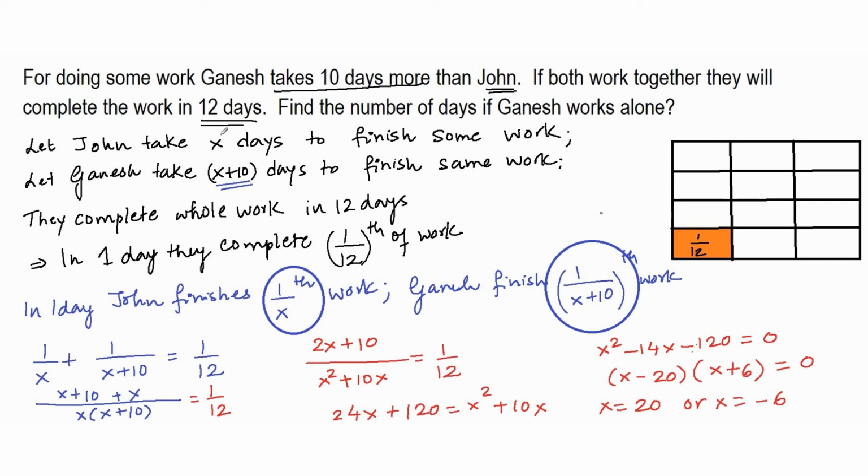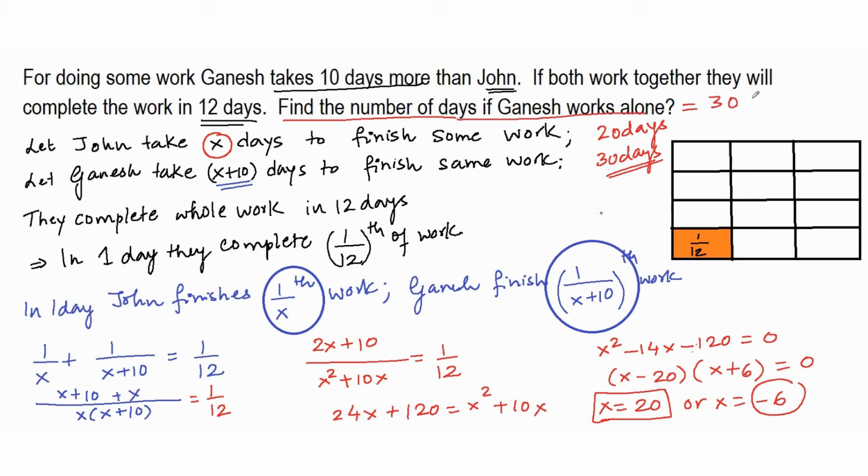Now x equals negative 6 is not possible because the number of days cannot be negative. So x has to be therefore 20. So I can say that John will take 20 days to finish the work, whereas Ganesh will take 20 plus 10, that is 30 days alone if he wants to finish the same work. Therefore the answer is, the question was, find the number of days if Ganesh works alone. So Ganesh will finish the entire work working alone in 30 days. That is the answer. So again, let me pause for a minute before I move on to the next question.